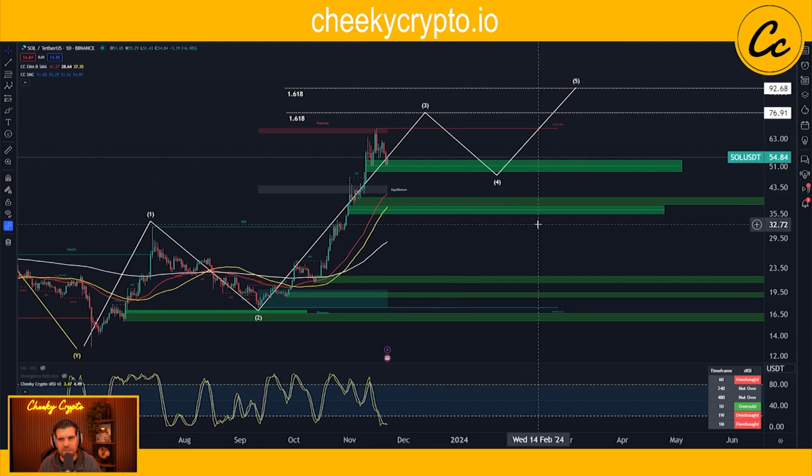Ultimately, we're trying to get to $76.91 for the wave 3. We'll then have a small pullback before we have another surge upwards where we target that $92.